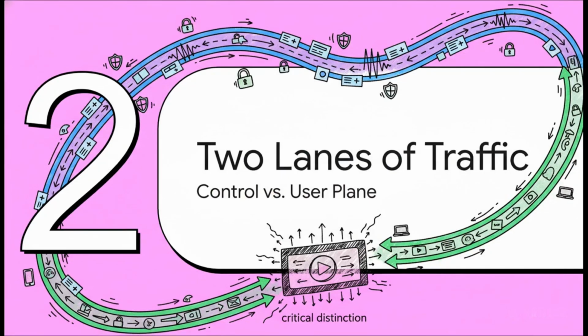Okay, so now that we've got the three main parts down, the device, the tower, and the core, we can start to look at how information actually moves between them. And it turns out not all data is created equal. There's this fundamental split in how traffic gets handled. And you know what? Understanding this split is absolutely key to understanding mobile security.